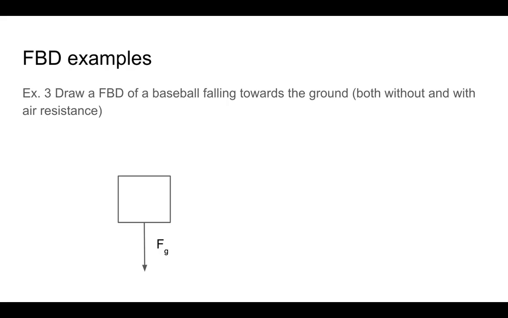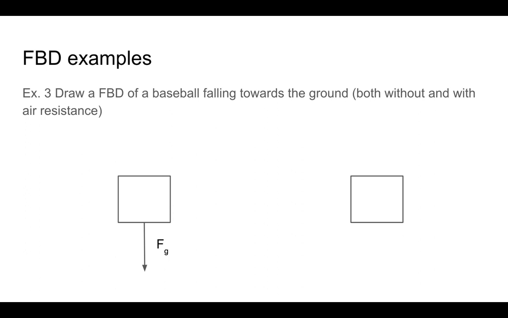In this case, we're ignoring it. So this baseball is falling towards the ground. We have our force of gravity. There's no air resistance. Are there any forces acting on this object? There are not any other forces acting on the object. Now, we don't have the baseball resting on anything, right? It's falling through the air. So that means there's no other forces. This is our free body diagram. All right, we're done.